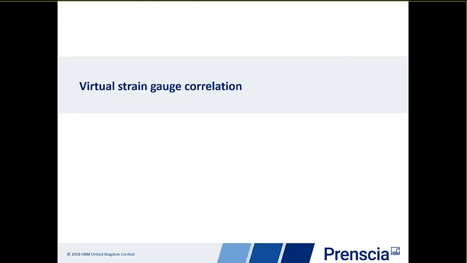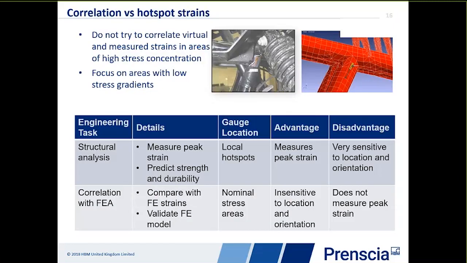So now that we've placed a virtual strain gauge on our FE model, now we have to build a process that's going to allow us to then correlate that to some measured test data. So let's talk a little bit about two common uses for strain gauges, one being correlation and the other one doing hotspot strain gauging.